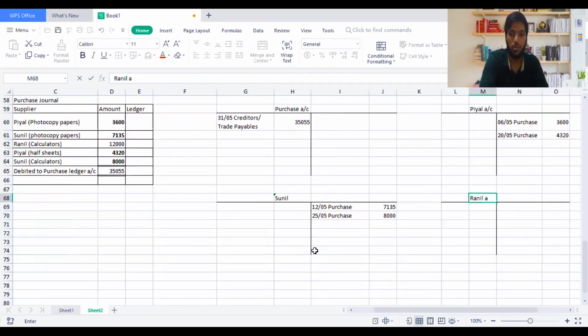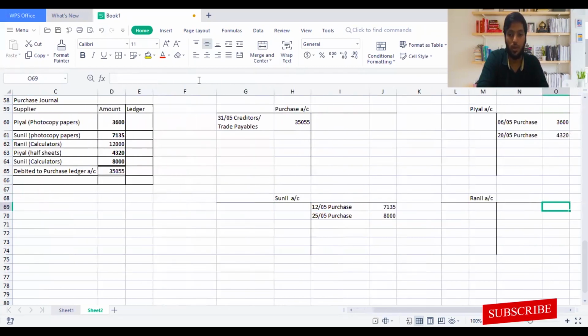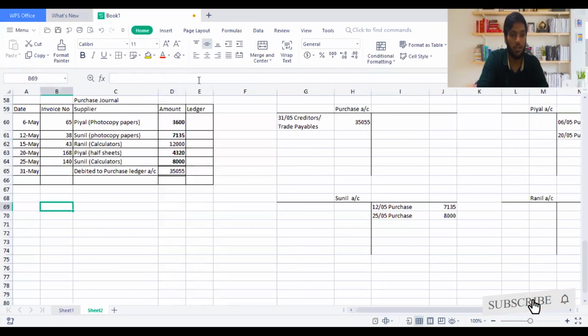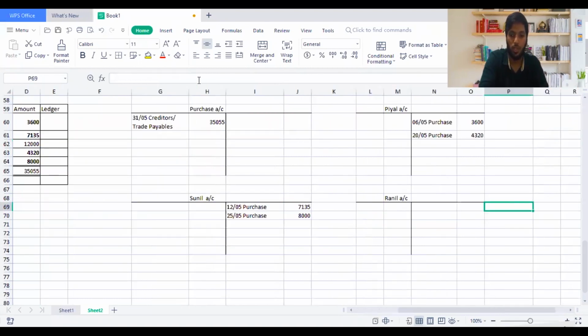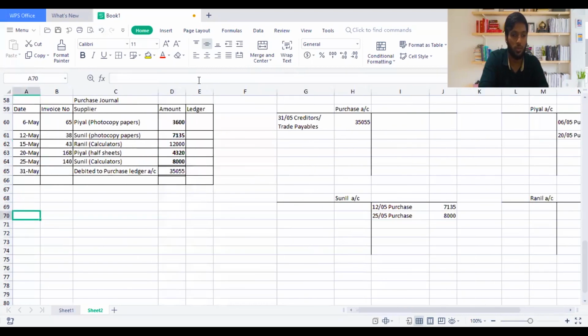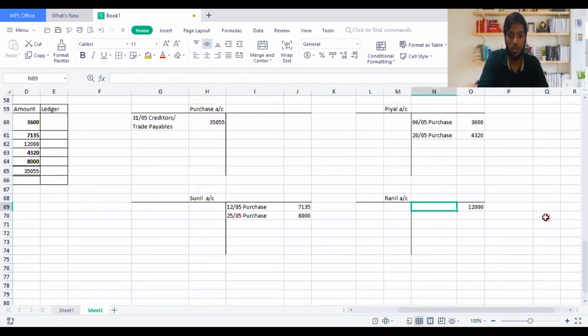I forgot to put Sunil account. So go on to Sunil and just put account here to make it complete. So Ranil account, what is the amount in Ranil account? Ranil has used 12,000. So 12,000 is the value which you need to show. And what is the date? Ranil is making the purchase. You guys can see this. Ranil is making the purchase on 15th May. So 15th May and purchase.